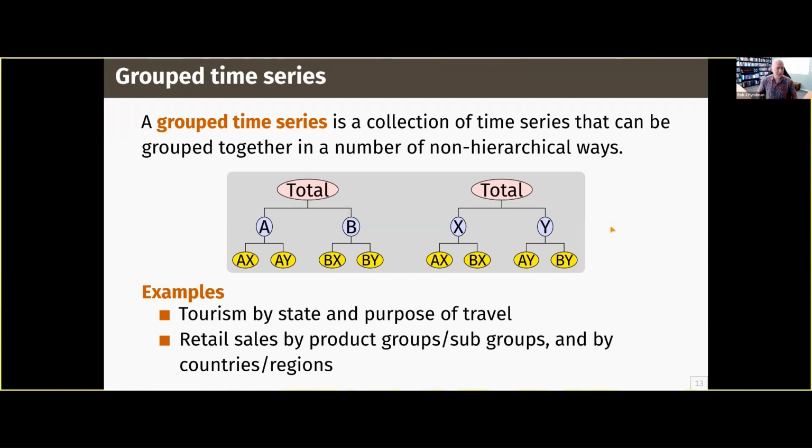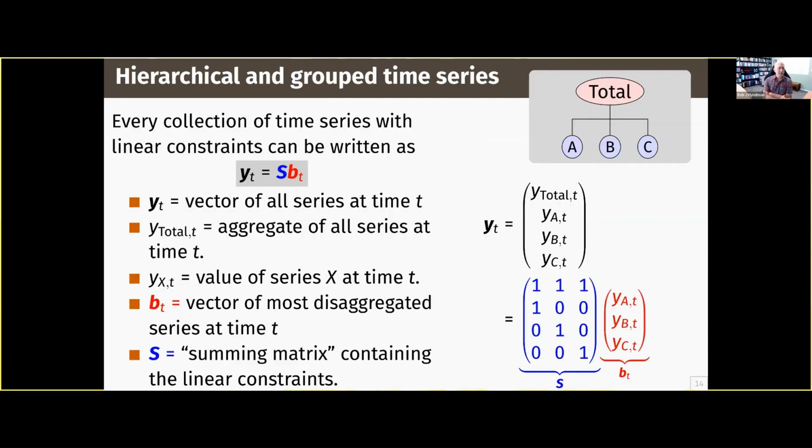The same happens if you've got retail sales that are split by products and subgroups, and also by countries and regions. The regions are nested within countries and the subgroups are nested within groups, but the two are not nested within each other. They're sort of separate factors. So we call that a grouped time series rather than a hierarchical time series, although sometimes we use the term hierarchical time series to cover all of these types of examples. It doesn't really matter because all of them can be written using the same mathematical notation.